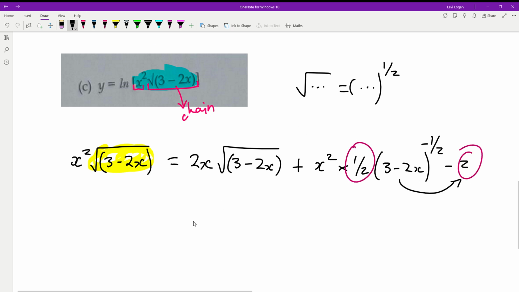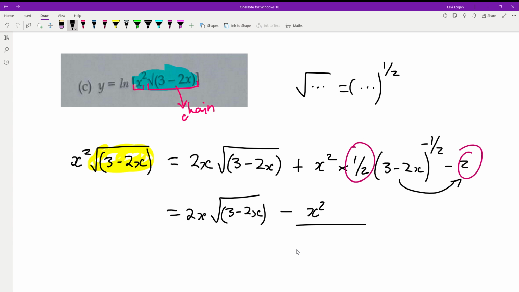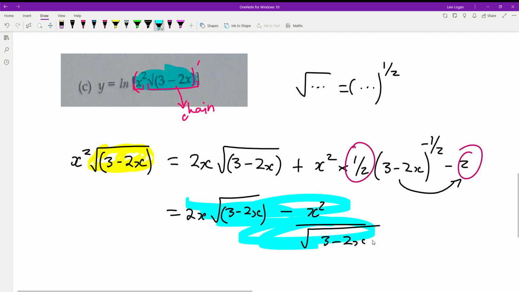Okay, so we can write this as 2x square root 3 minus 2x. And then we can just go negative x squared. And because it's a negative exponent, you can write that as 1 over, and that will be a square root. So square root of 3 minus 2x. Okay, so that's the differential of this blue bit here. Imagine you've got a dash there. This is pretty much that dash's result.